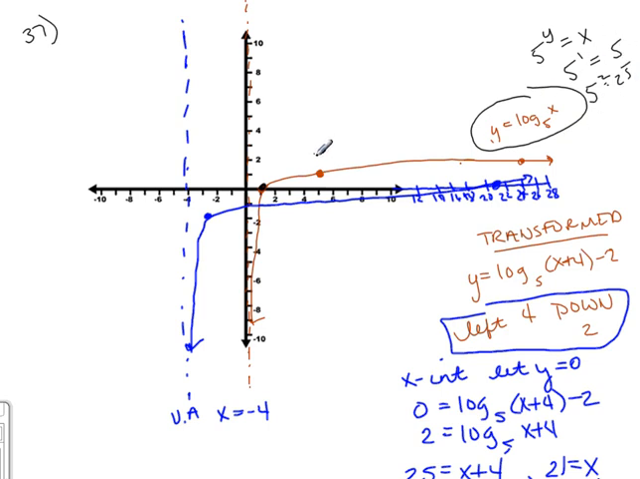I plotted those points here. Here's (5, 1) and (25, 2). So there's your basic logarithmic function.